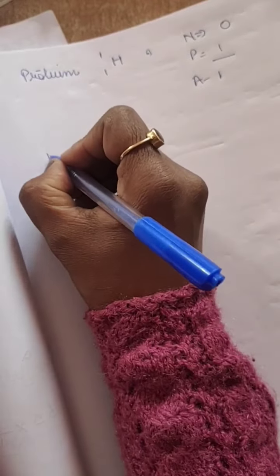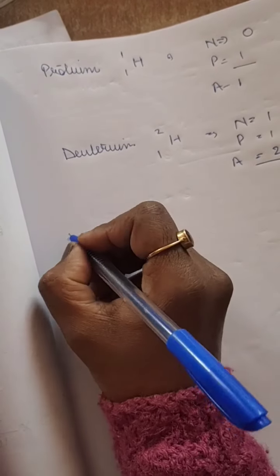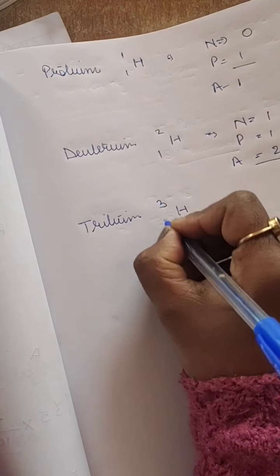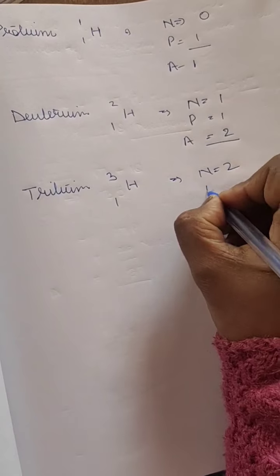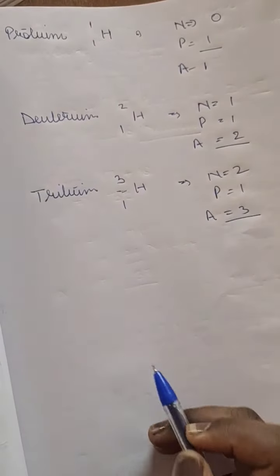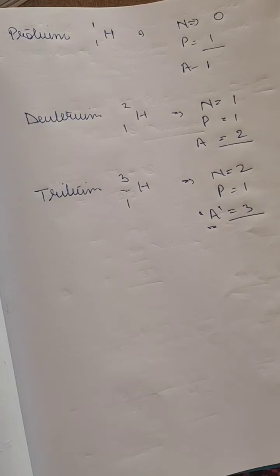Okay, so for deuterium, it's H, 2 and 1, which means the neutron is 1, proton is also 1, so atomic mass is 2. And for tritium, it's H, 3 and 1, because the neutron is 2 and proton is 1, because proton is always the same, so it's 3. That is why it's 3 here. So A means atomic mass. I hope it's clear.